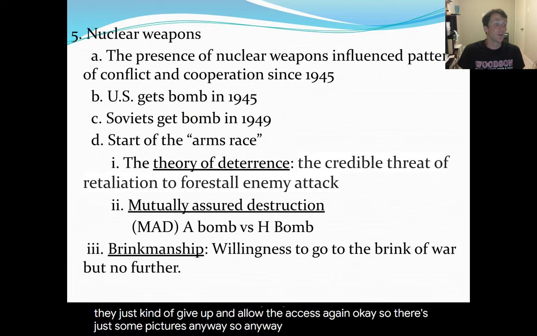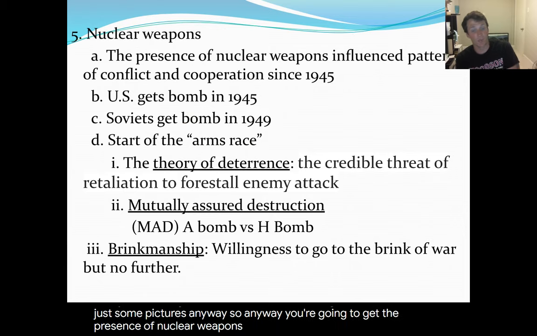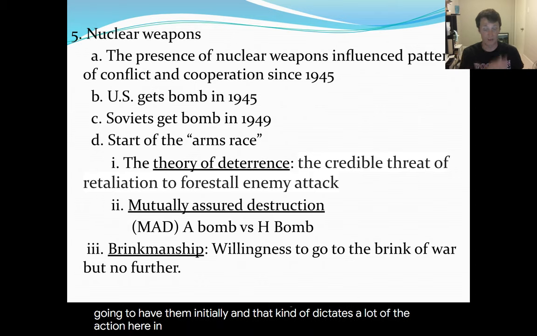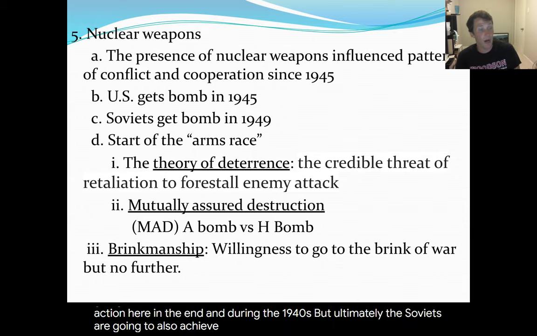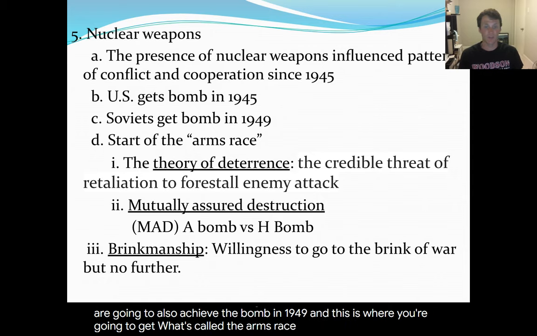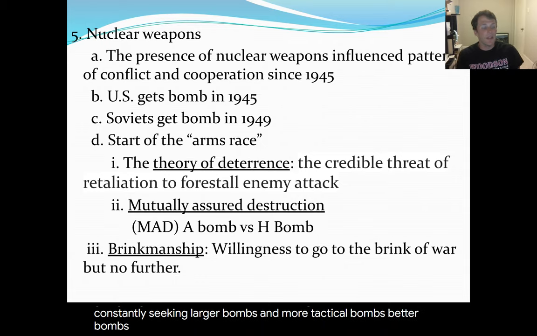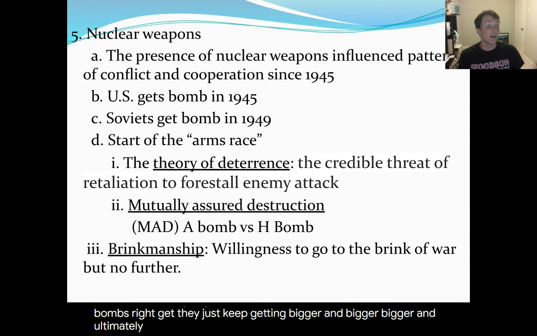So anyway, you're going to get the presence of nuclear weapons as well. The Americans are going to have them initially, and that dictates a lot of the action here during the 1940s. But ultimately, the Soviets are also going to achieve the bomb in 1949, and this is where you're going to get what's called the arms race. The arms race is constantly seeking larger bombs and more tactical bombs, better bombs. They just keep getting bigger and bigger, and ultimately you're going to have what's called the theory of deterrence.